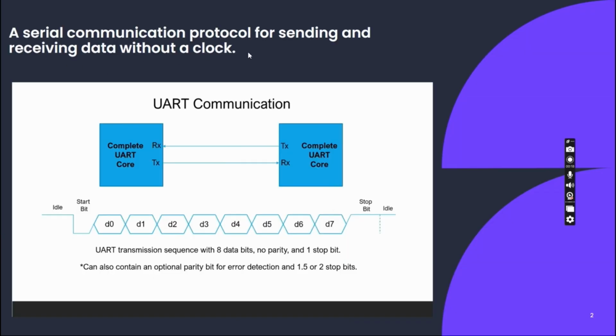It is a serial communication protocol for sending and receiving data without a clock, which signifies the asynchronous part of the UART. Now, we have this complete UART core. We have another complete UART core, and the transmission and receiving are happening at the same time. For data flow bits, we have four states: one is idle, the start, the stop, and the state where the data is going. Now, we have not taken the battery detection for this project.